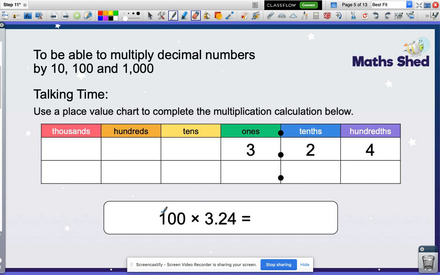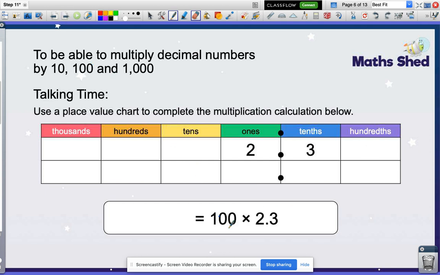Okay, for the next few questions, we're multiplying by 100. When we multiply by 100, each digit moves two places to the left. So we've got 3.24 here. The 3's in the ones, it's going to move two places to the left. So it's going to move into the hundreds. Your tenths are going to move to the tens. And your hundredths are going to move to the ones. So your answer there is 324.